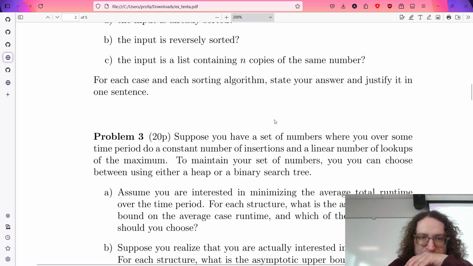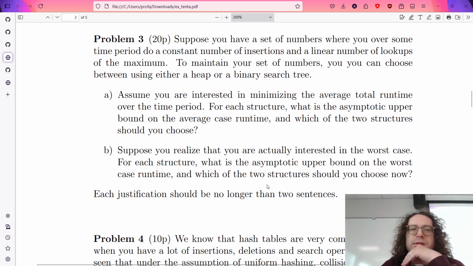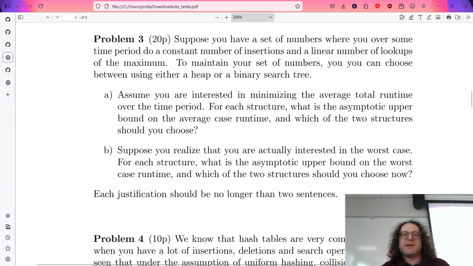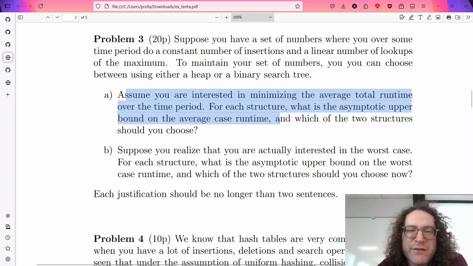So let's see. Suppose you have a set of numbers where over some time period you do a constant number of insertions and a linear number of lookups of the maximum. So we add a set number of times and we look up a linear number of lookups of the biggest item. To maintain your set of numbers, you can choose between either a heap or a binary search tree. Okay, assume you're minimizing the average total runtime over the period. For each structure, what is the asymptotic upper bound of the average case runtime, and which of the two structures is used?